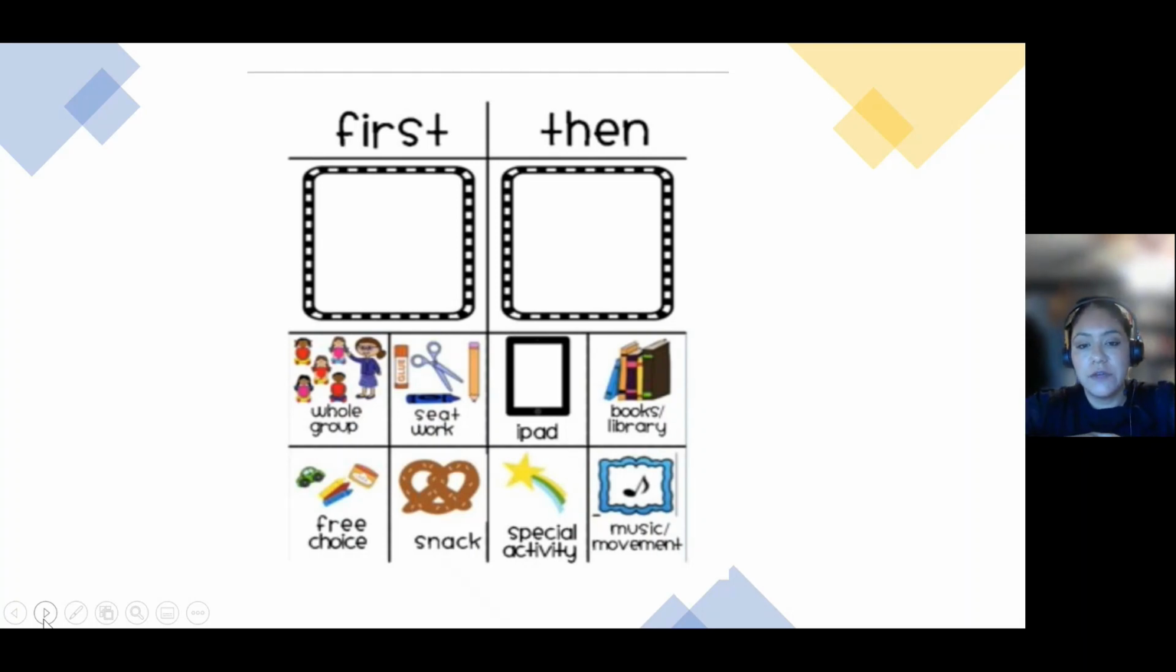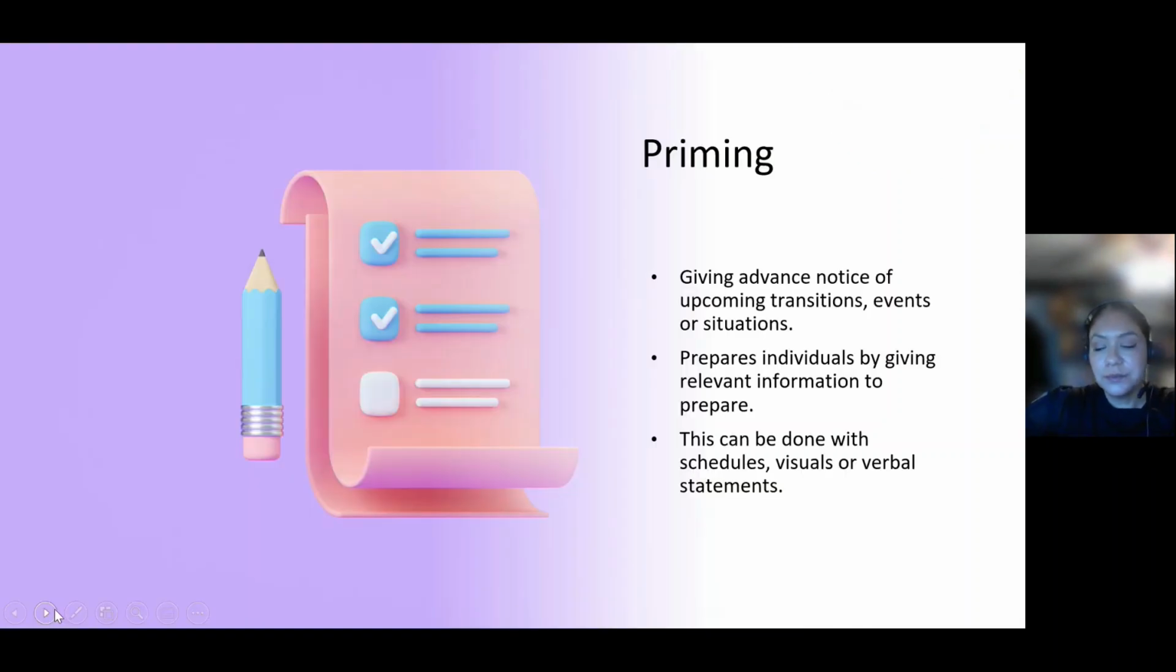So these are some visuals of what it would look like. We have a first, then, little squares, and you can use tape or different icons. You can write it in for individuals that don't need a visual and prefer words. So here you can say, first library book and then iPad, first seat work and then free choice. So this is an example of what that PREMAC principle might look like in your home. Next, we talk about priming.